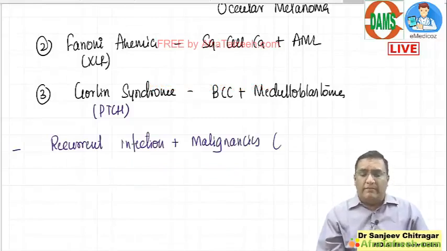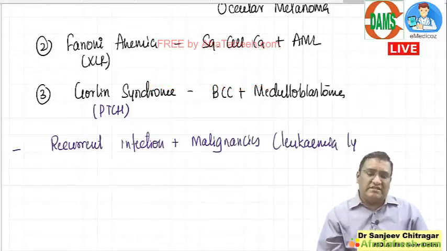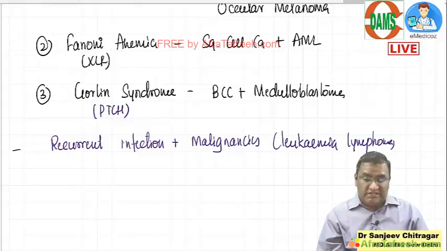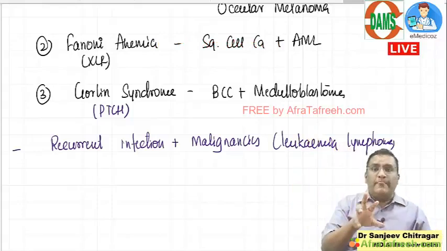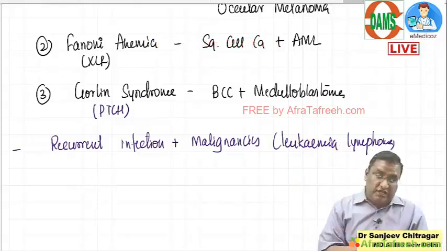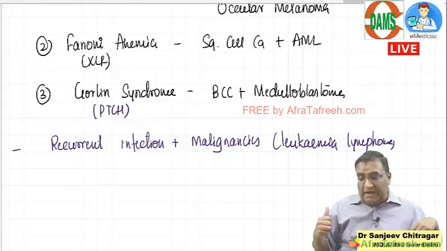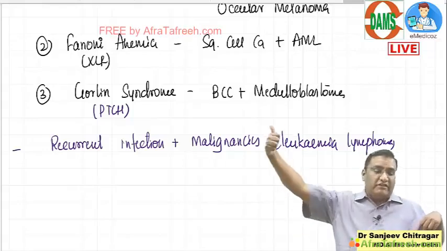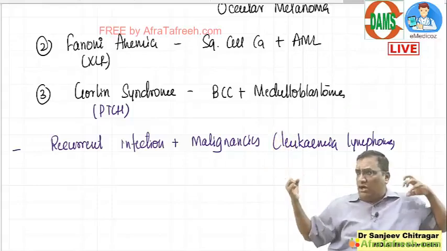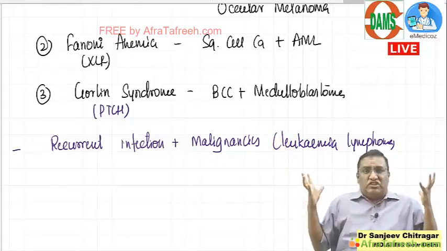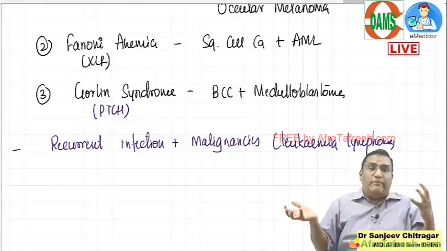Commonly, there will be malignancies like leukemias and lymphomas. So very important. Now don't confuse, leukemia and lymphoma by themselves can cause an immunodeficiency disorder, secondary immunodeficiency, but they can also be associated with a primary immunodeficiency disorder, and they will give recurrent infection, malignancy history, and also some neurological manifestation like ataxic gait or abnormal gait.